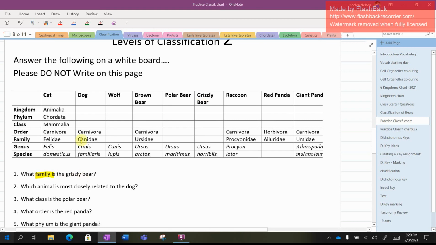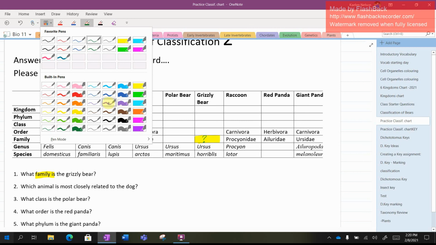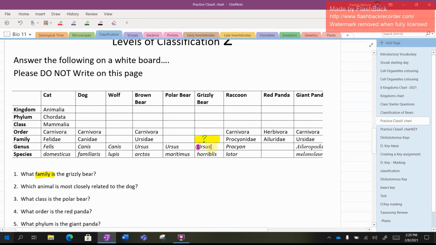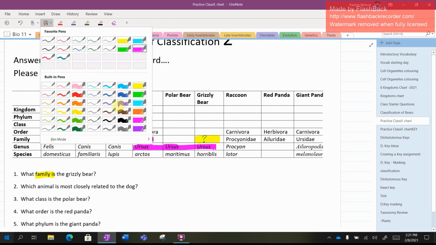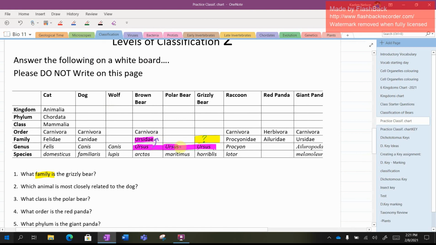So if I go to my grizzly bear, I can see that family here is not filled in for me. So I'm going to have to find some other things that are the same for the grizzly bear. So if I do a little looking, I can see that I've got a couple of genus Ursus. So those are all going to be the same, which means their family, Ursidae, will be the same for all of these. So I can find out that my bear is in family Ursidae.